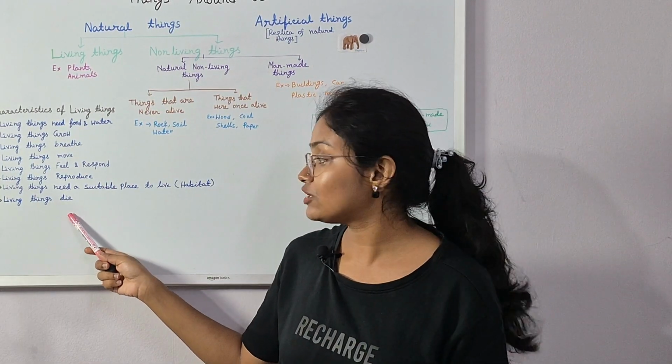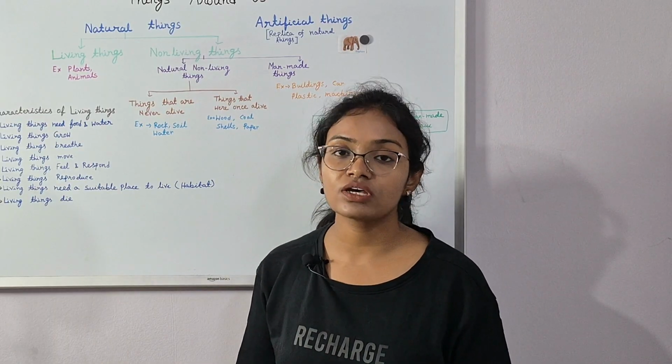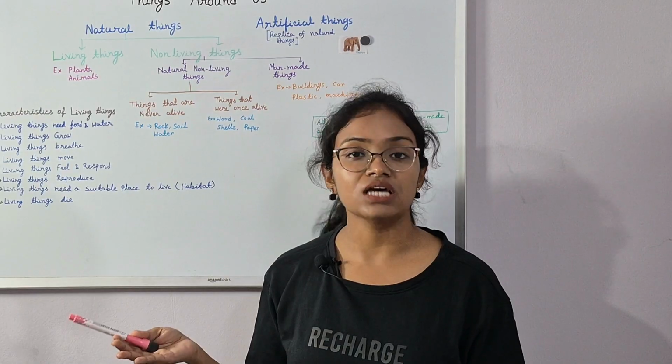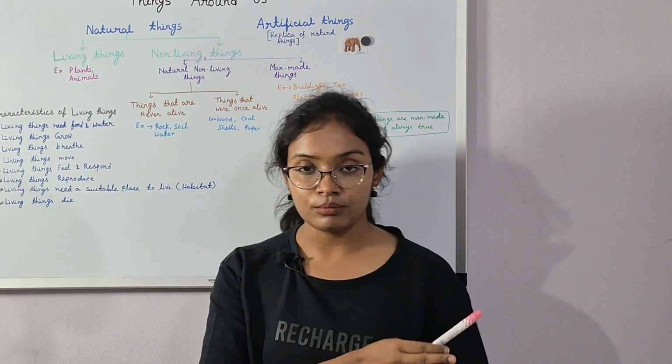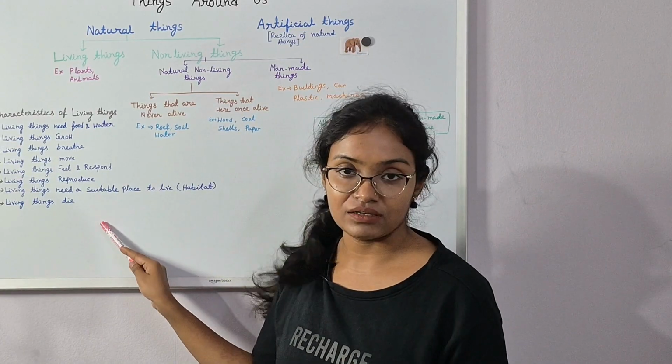Last point is living things die. Living things have their specific lifespan. It differs in different animals and plants. So from birth to death, this period is called the lifespan.